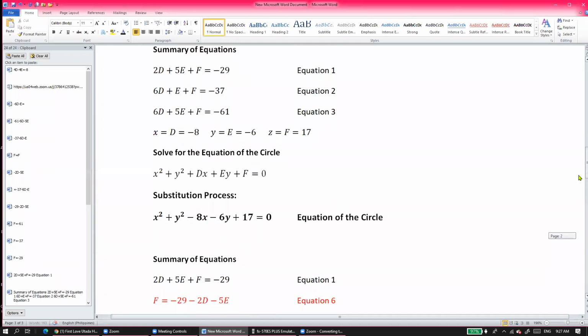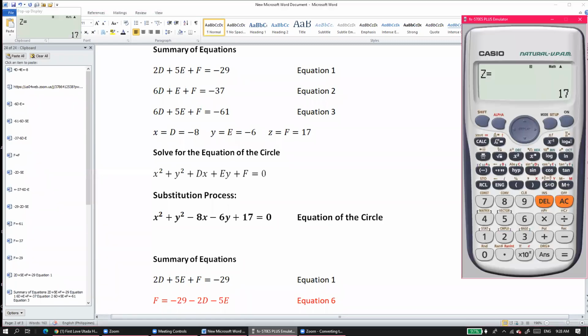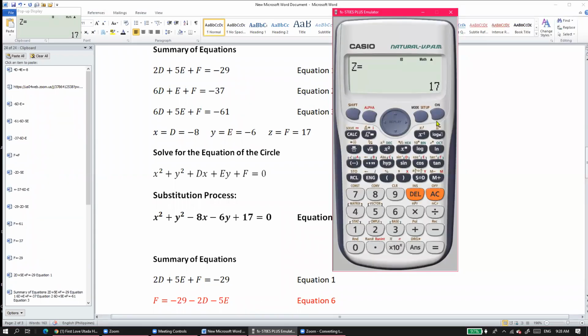Tama naman yung mga equations natin. 2, 5, 1 and negative 29. 6, 1, 1 and negative 37. 6, 5, 1 and negative 61. Okay, edit nga natin. Tingnan natin yung calculator kanina. Hindi pwedeng hindi kasi makapareho yan mga anak, no? So let us try. Again, mode 5, 2.